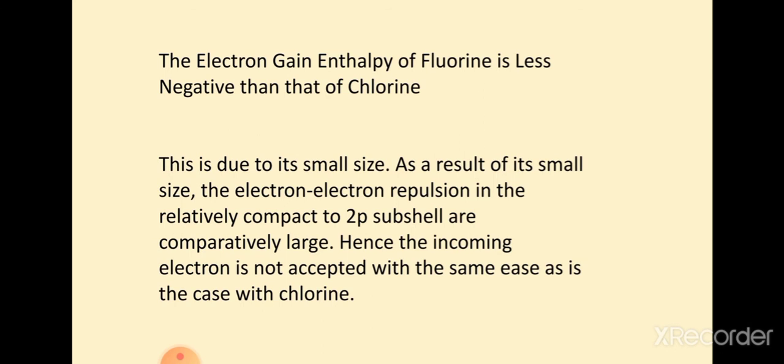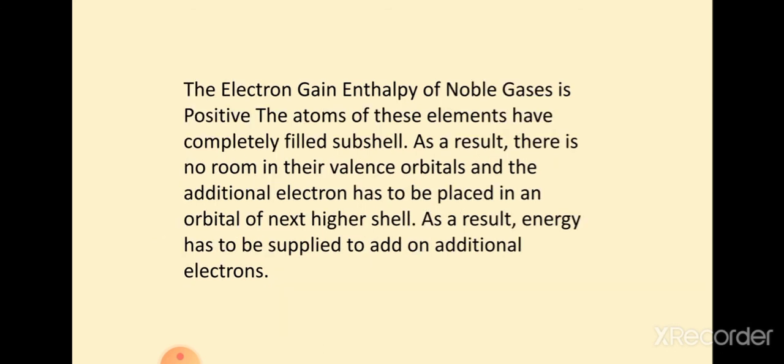And the electron gain enthalpy of halogens is most negative among all elements, but electron gain enthalpy of chlorine is more negative than fluorine. Why? Due to strong inter-electronic repulsion in the small size of the fluorine atom, in which the additional electron is attracted towards the nucleus by lesser force. The electron gain enthalpy of noble gas is positive. Why? Due to their stable electronic configuration.